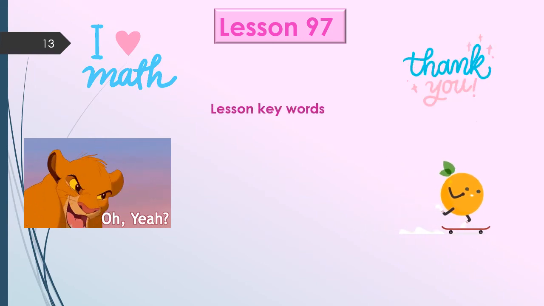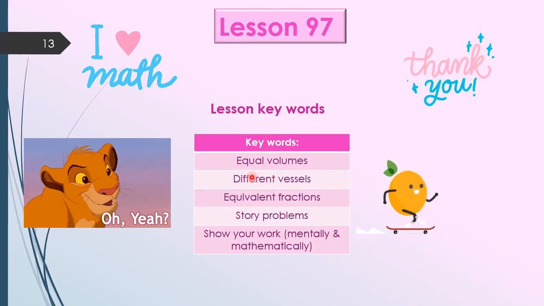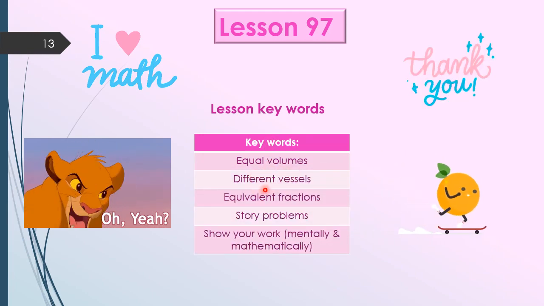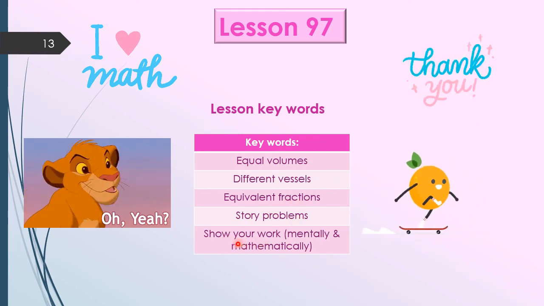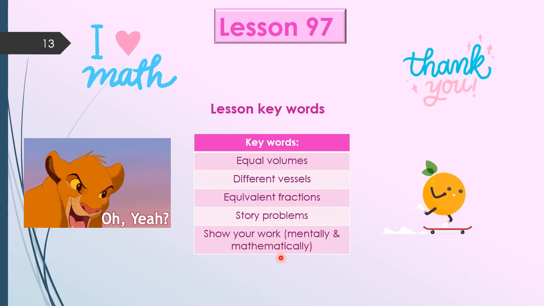Now our keywords of the next lesson, which is 97: equal volumes, different vessels, equivalent fractions, story problems, show your work mentally and mathematically.